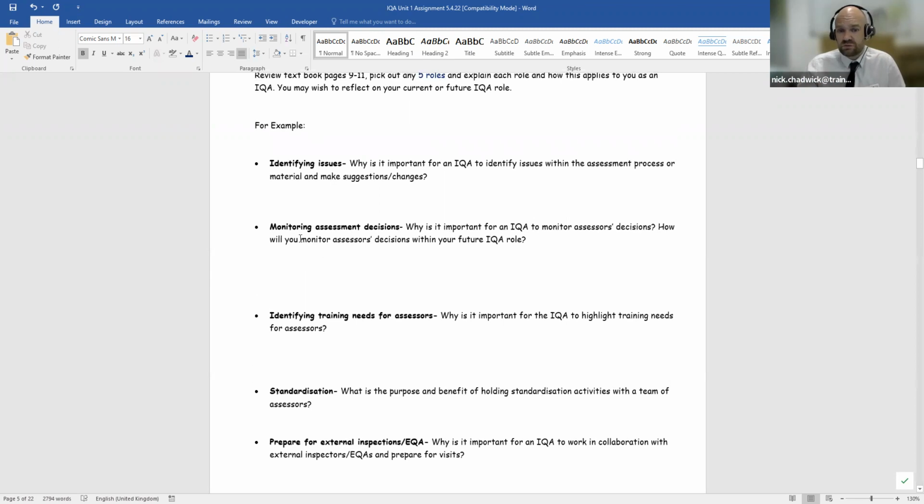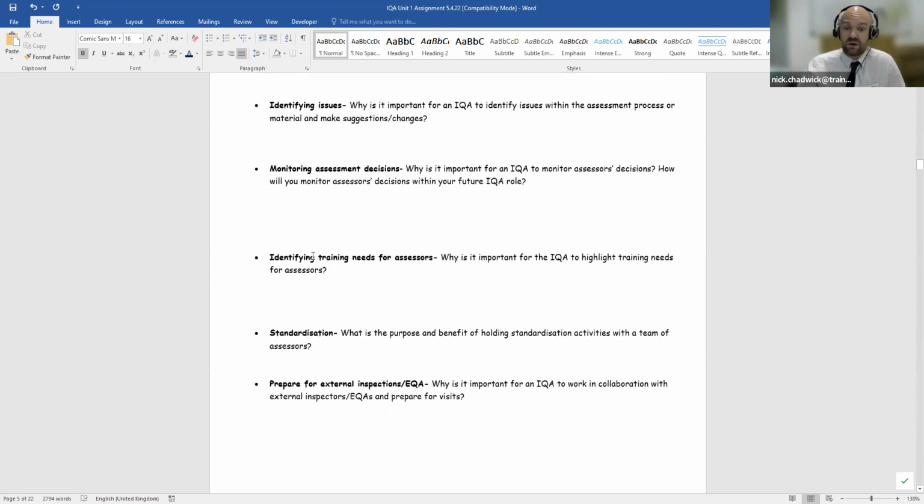Another key role is to monitor assessment decisions. Identify training needs for assessors. So once again, perhaps an annual meeting with each assessor to discuss their strengths and areas for development. So perhaps you can suggest some formal or informal training needs.